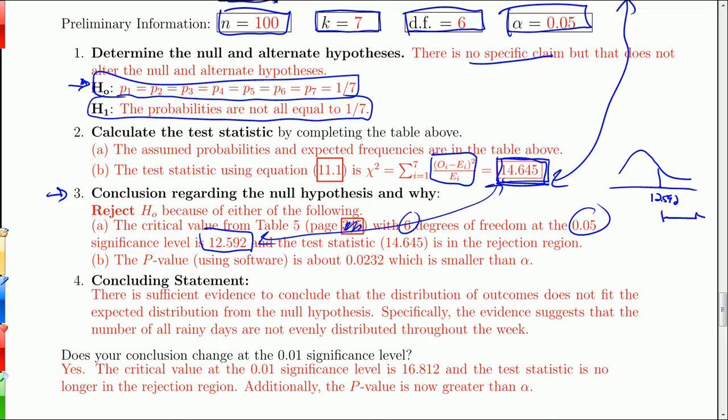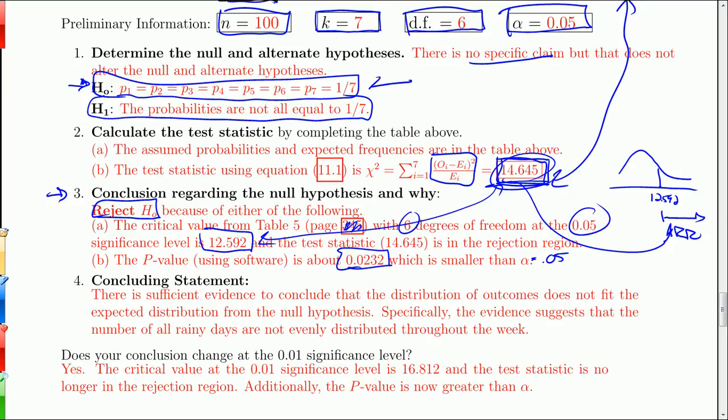So the rejection region is over here. And my test statistic is certainly in that rejection region. So we reject the null hypothesis. If you have software, you can get a p-value of about 0.2032, which is smaller than alpha, which equals 0.05. So either way, you reject the null hypothesis.